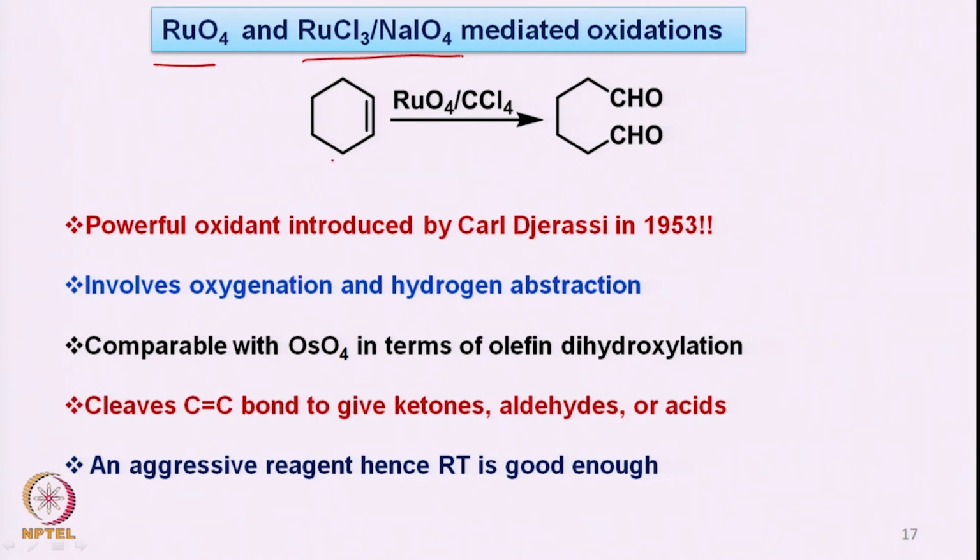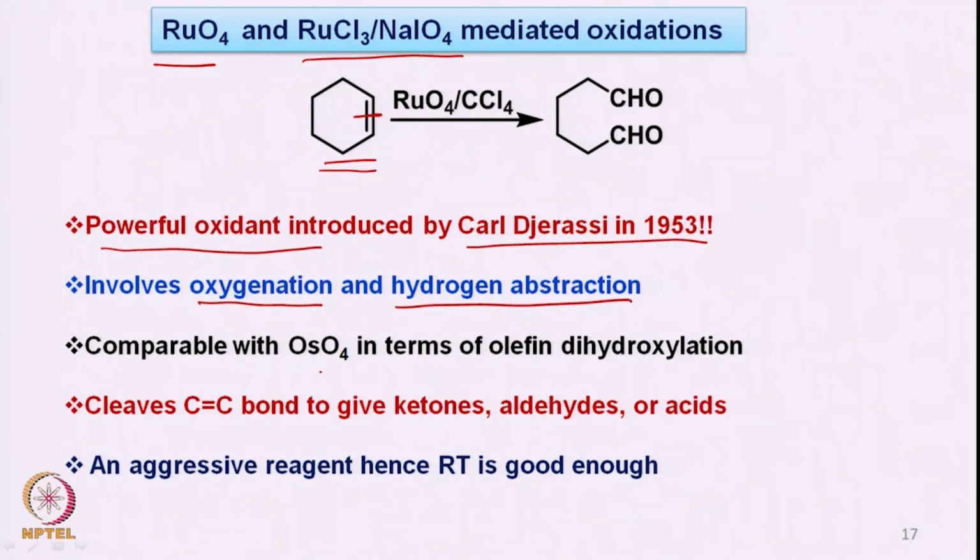It was found by Carl Djerassi in 1953 that olefins can be cleaved, the C=C bond can be cleaved, using ruthenium tetroxide in carbon tetrachloride. This was found to be a very powerful oxidant, and it basically involves oxygenation and hydrogen abstraction. We will discuss the mechanism a bit later.